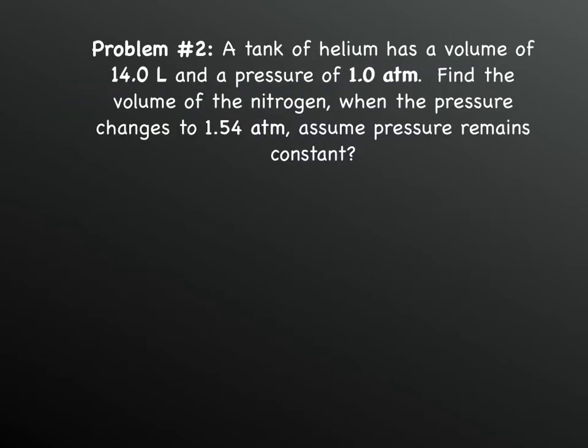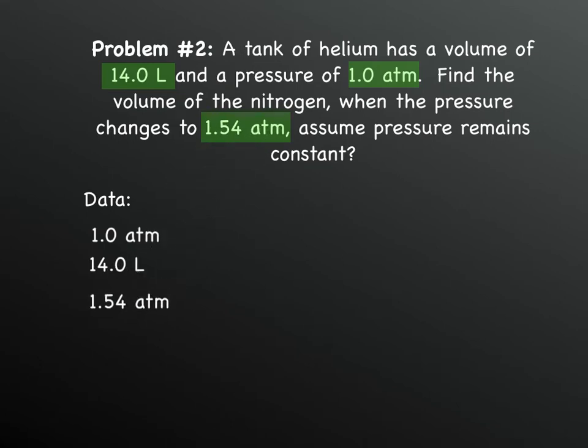Problem 2. Looking at this problem, let's find the data. We're given 14.0 liters. We're given 1 atmosphere. We're given 1.54 atmospheres. Bring the data down. Now, atmospheres is a measure of pressure. So that's going to be our P1. 14.0 liters. Liters is a measure of volume. So that's going to be my V1. And then atmospheres again, that is my P2.